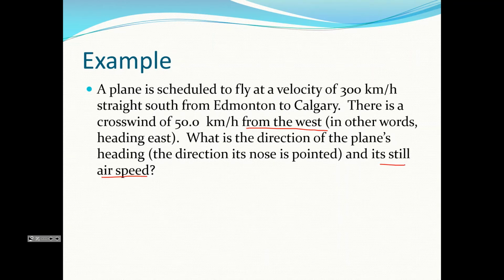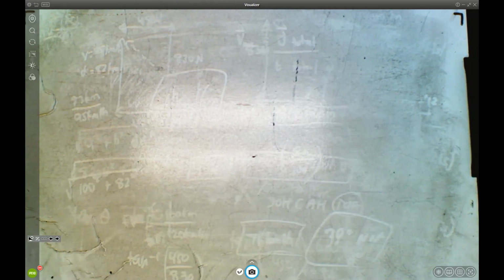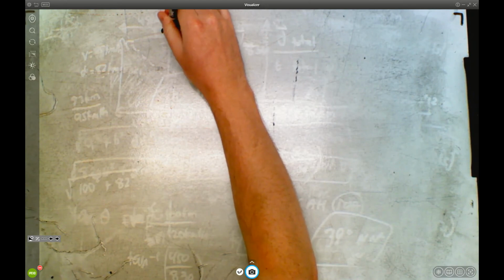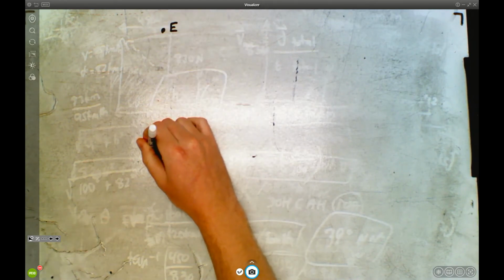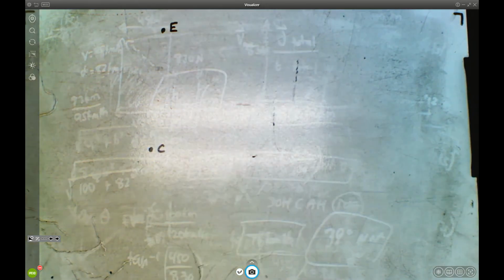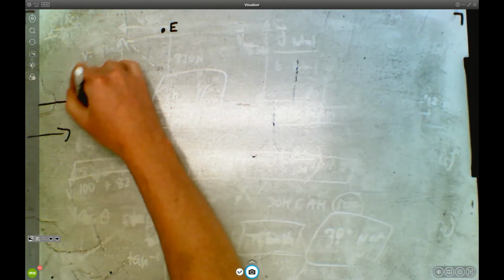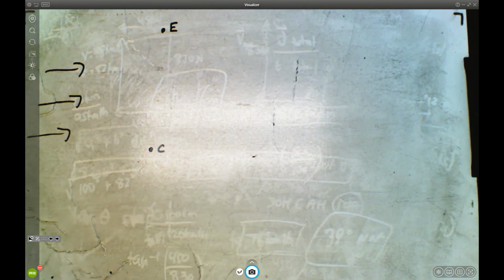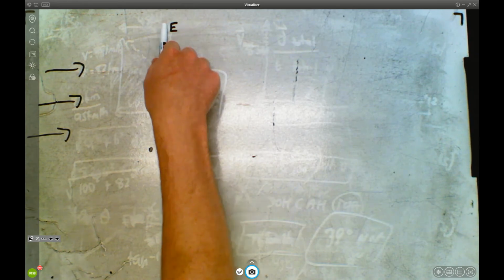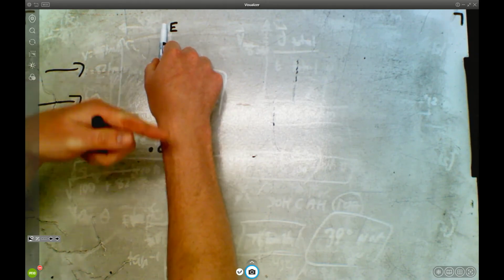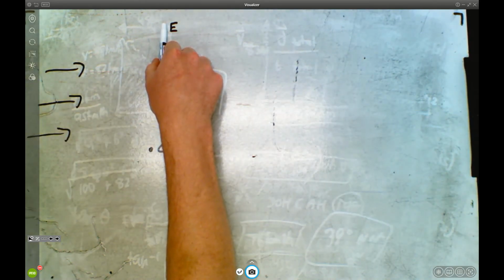So let's draw out a picture of what this would look like. The plane is flying from Edmonton to Calgary, straight south. There's a crosswind from the west, so the wind is blowing this way. And I always like to draw on the wind before I draw my tip-to-tail vectors. So it's really important that this is my plane right here. You think to yourself, well, the wind is blowing this way. What direction do I have to head my plane?